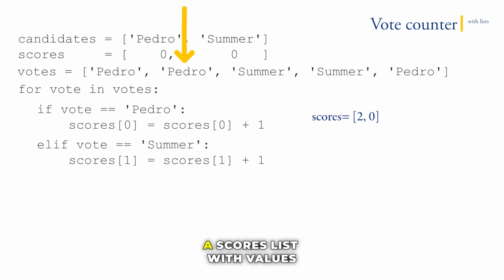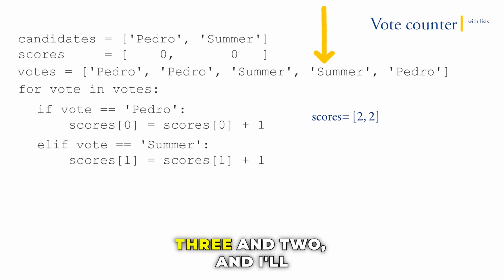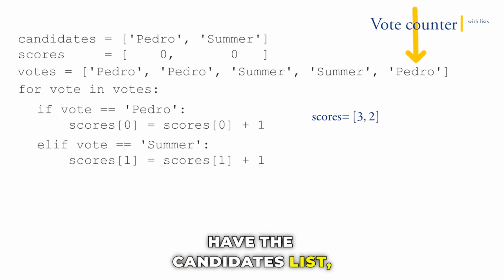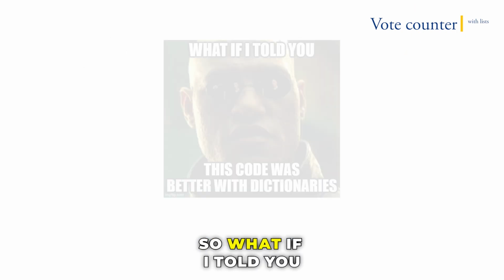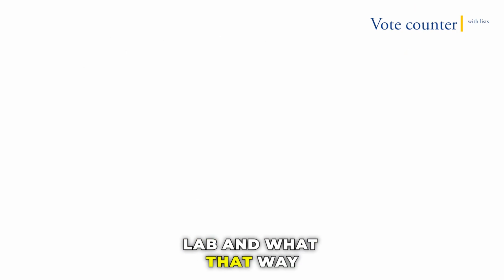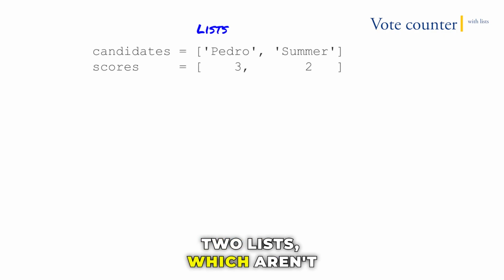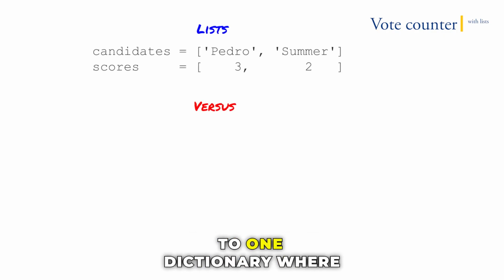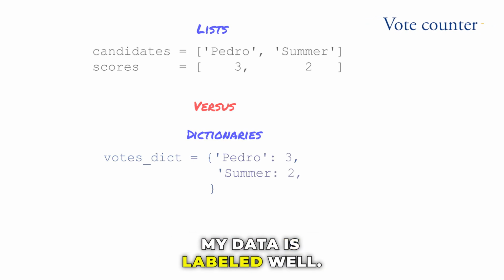At the end, I'll have a scores list with values 3 and 2, and I'll have the candidates list, which labels that data for me. So what if I told you there was a better way? Well, there is, and that's the whole point of this lab. And what that way does is take me from two lists, which aren't really labeled that well, to one dictionary where my data is labeled well.